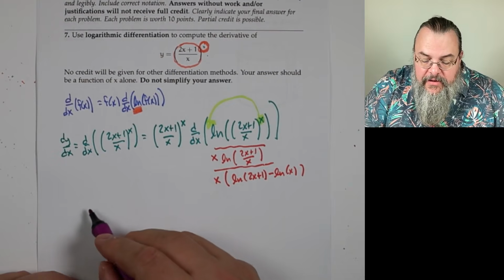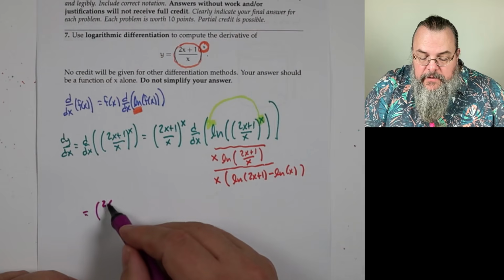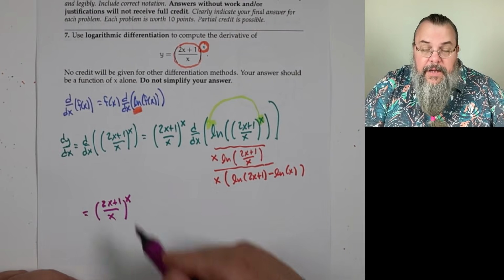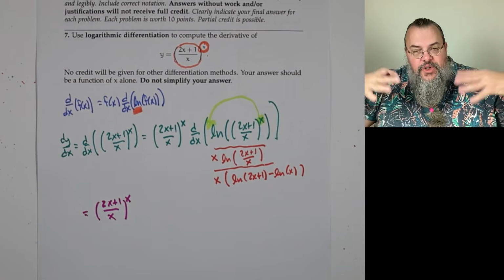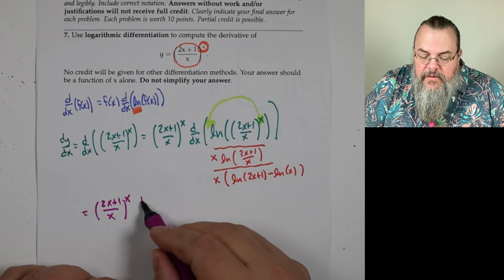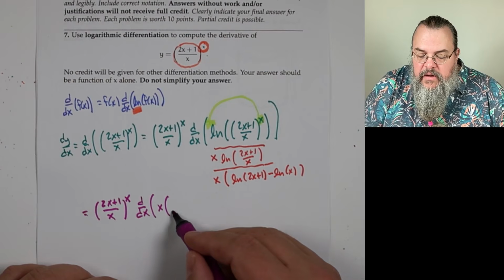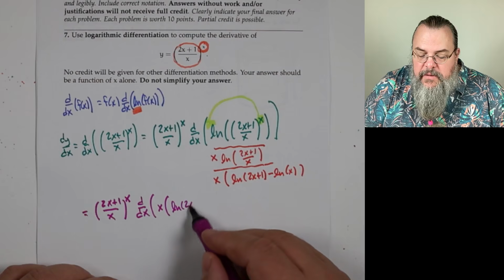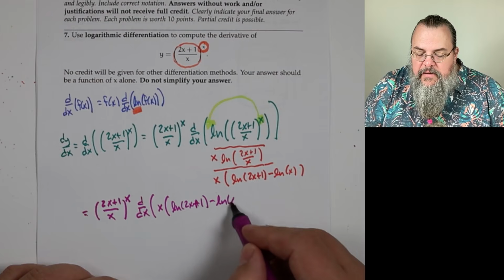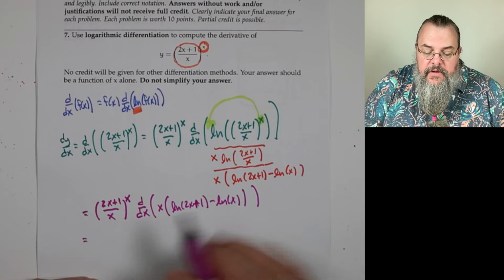We have that this is equal to, we still have this part in front. Don't forget it. It's one of those things where you have to keep writing it down or just show that you know it's there. Keep copying in some sense. Times the derivative of x times (log of 2x plus 1 minus log of x).